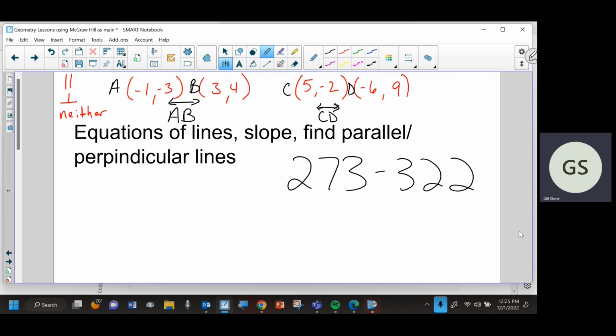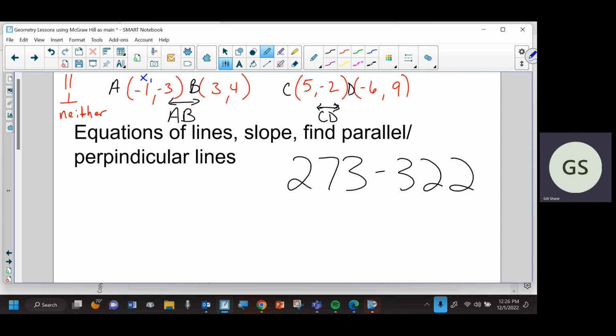What's the slope for that line? If we get the same number, then they're parallel. If the slope is the same, they are parallel. If we don't get the same number, then we need to test to see if they are perpendicular. How do we do that? We multiply them. If they're perpendicular, what answer will we get when we multiply them? Negative one. Good. So I'm going to go through that whole process.